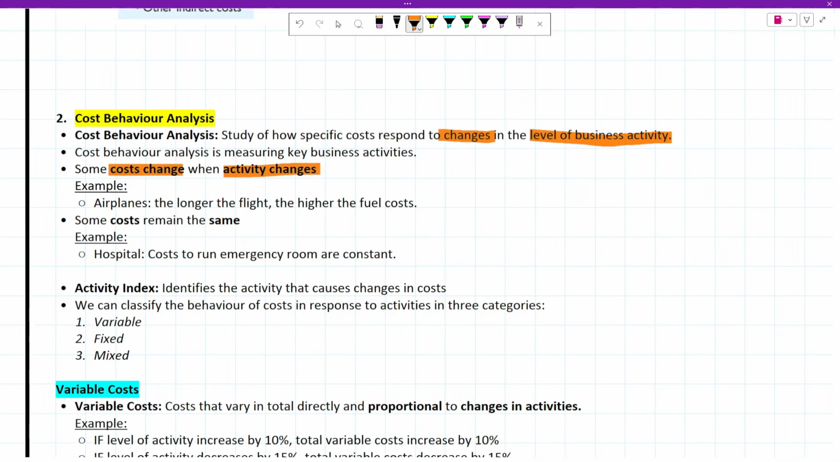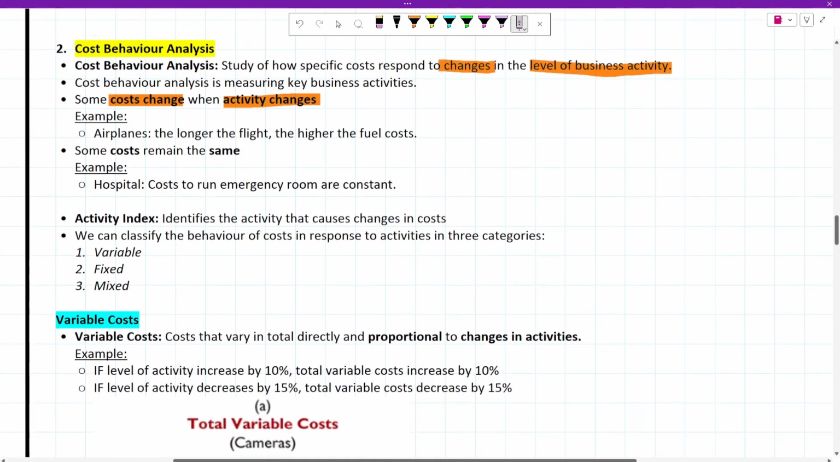So an example of this is for airplanes, the longer the flight, the higher the fuel costs. So the costs change as the activities change. And the activities can be literally anything. So for an airplane, it could be flight time, it could be waiting time. So sometimes you have to clean off a plane when it's in the winter, and just something like that.